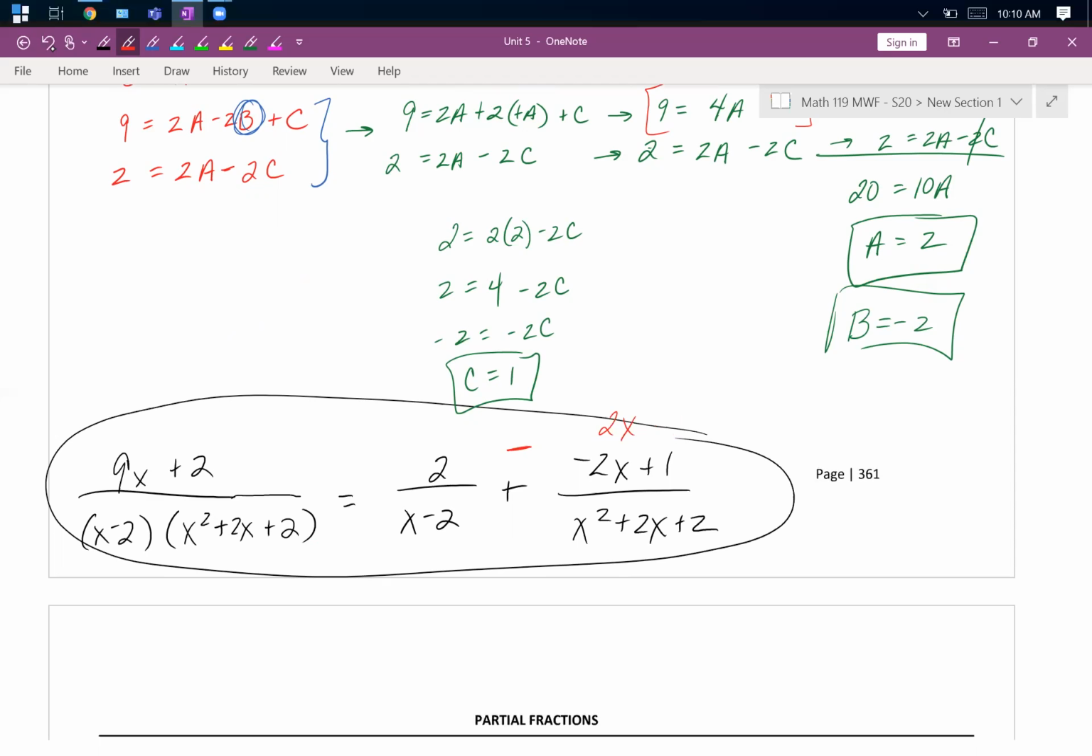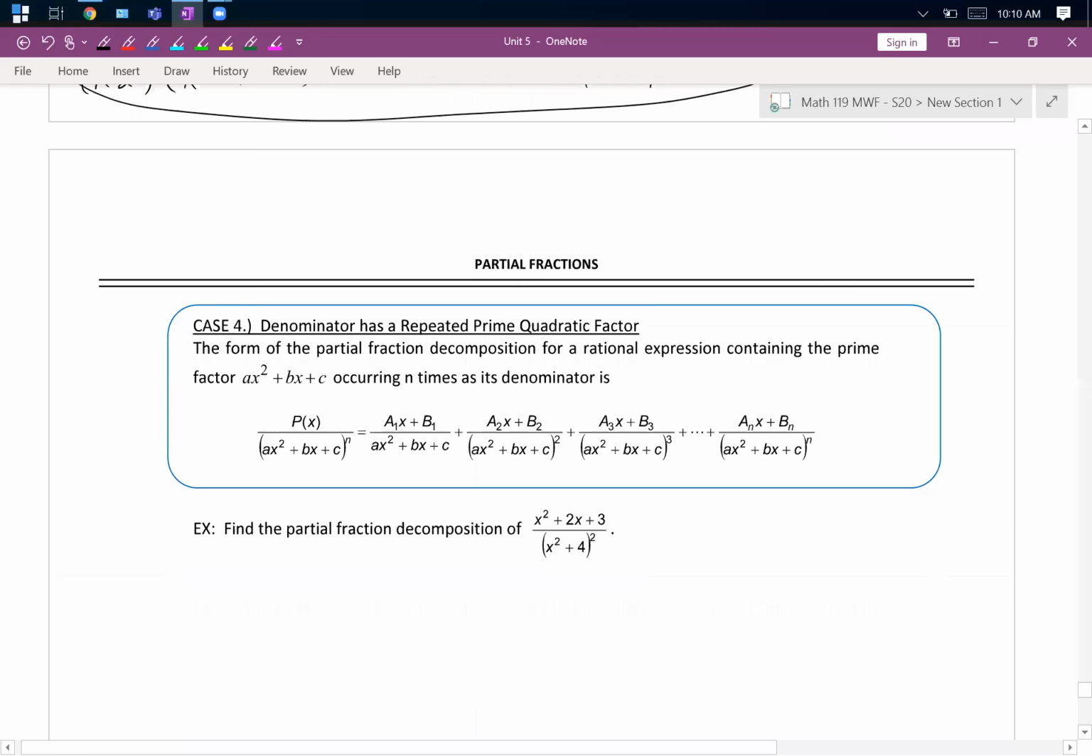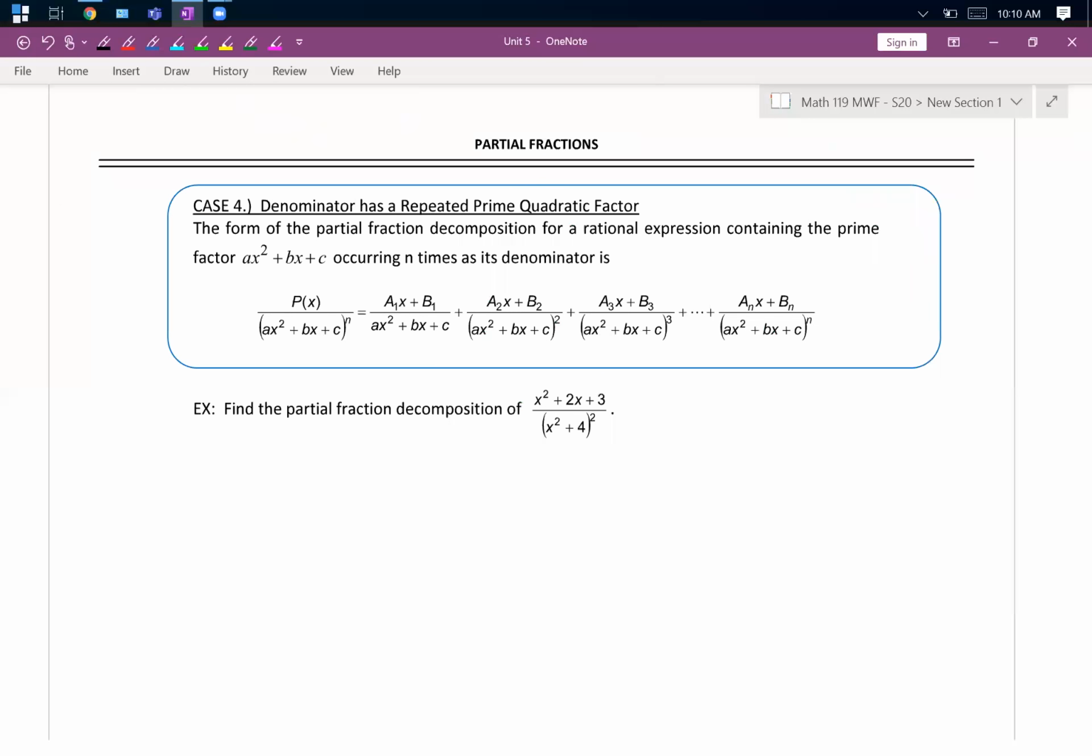All right, last case coming up. Our last case is when we have a repeating prime quadratic factor. So we're just combining the ideas of case 2 and case 3. In case 3, we learned that if our denominator has a quadratic factor, our numerator has to be linear. And in case 2, we learned that if you have a repeating factor, you're going to do the factor to every power until you get to that given power, which happens to be 2.